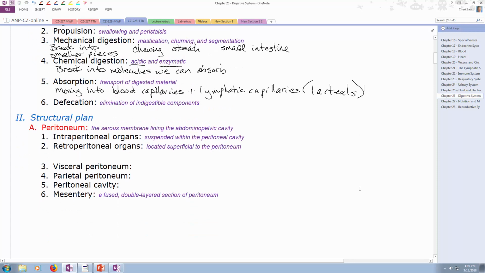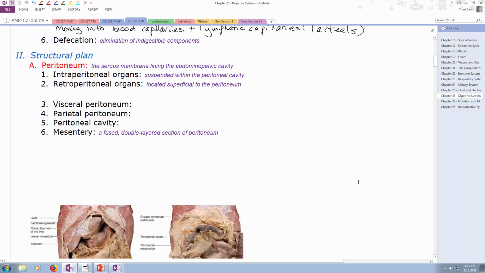Defecation, elimination of indigestible components. As that penny traveled through the digestive system, that was expelled through an act of defecation. But indeed, what we cannot absorb, we will remove. And before we remove that, we will eliminate as much water from that material as reasonable for our homeostasis.